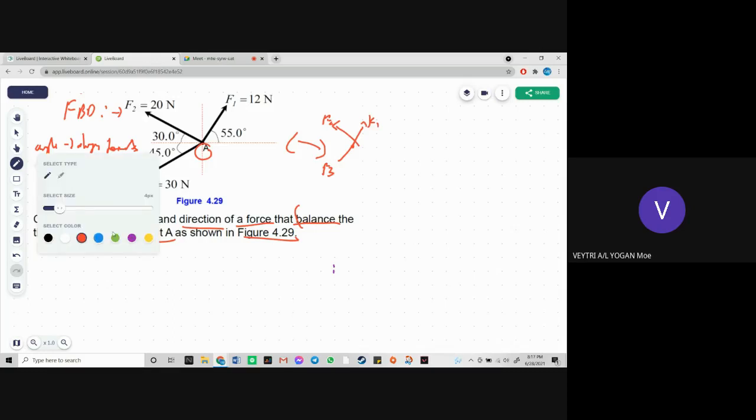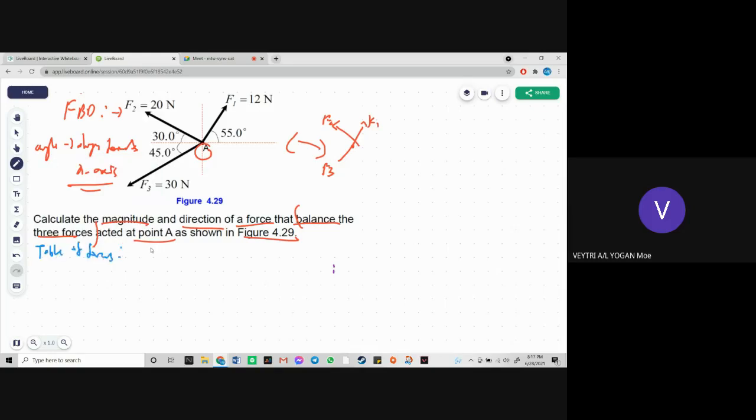So what do we call the technique? The technique over here is called the table of forces. Okay, so what do you do in the table of forces? You gotta buat table dulu. Dia macam stuva but not exactly stuva, okay? So over here it will be forces. Here will be your x component, here will be your y component, okay?